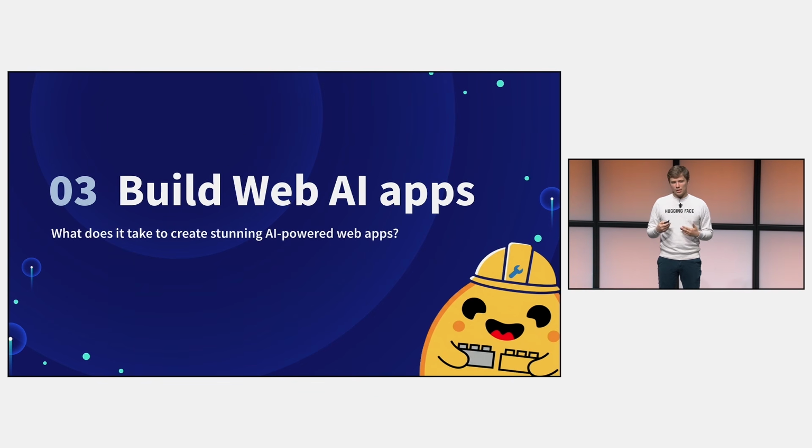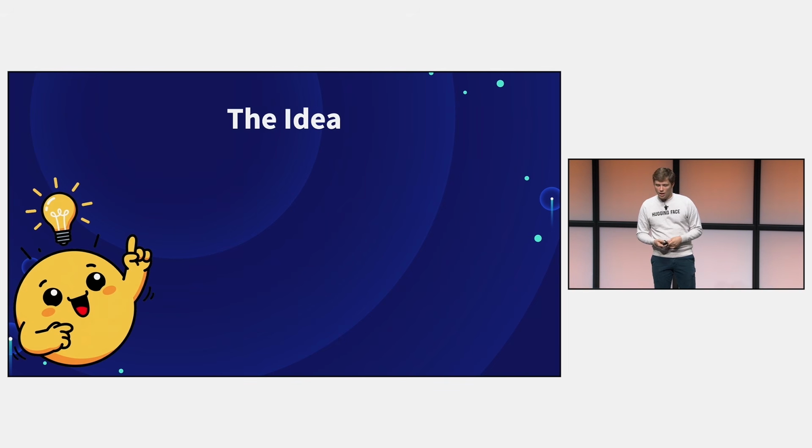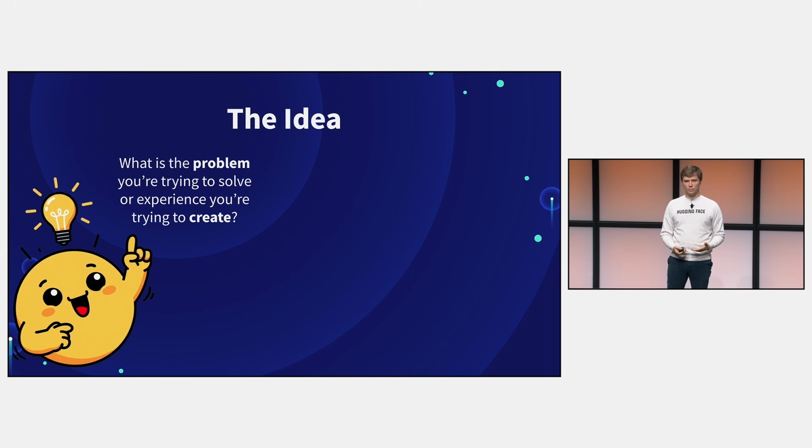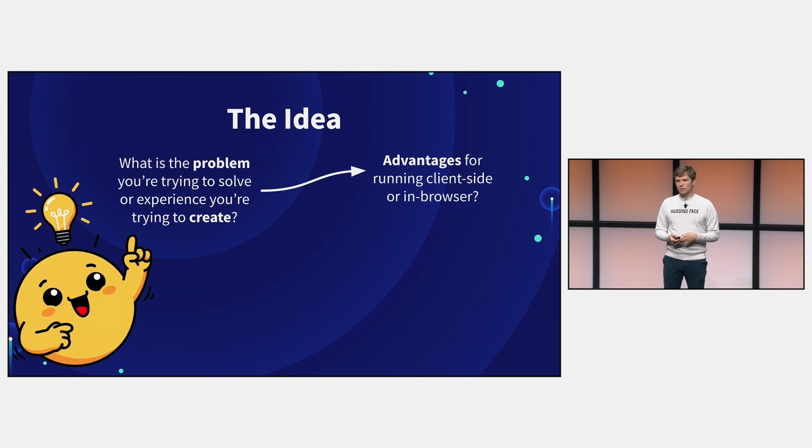So let's see, what does it take to actually build these AI-powered web applications? It all starts with the idea. And it involves asking yourself the question, what is the problem you're trying to solve? Or what experience are you trying to create? Then maybe ask yourself, why do I want to run this model in the browser? What are the advantages I can take advantage of for running in the browser? Maybe the low latency is something that's important to you. Maybe the distribution is something that's important to you. Maybe security and privacy is important to you. And those are all benefits for running on device.